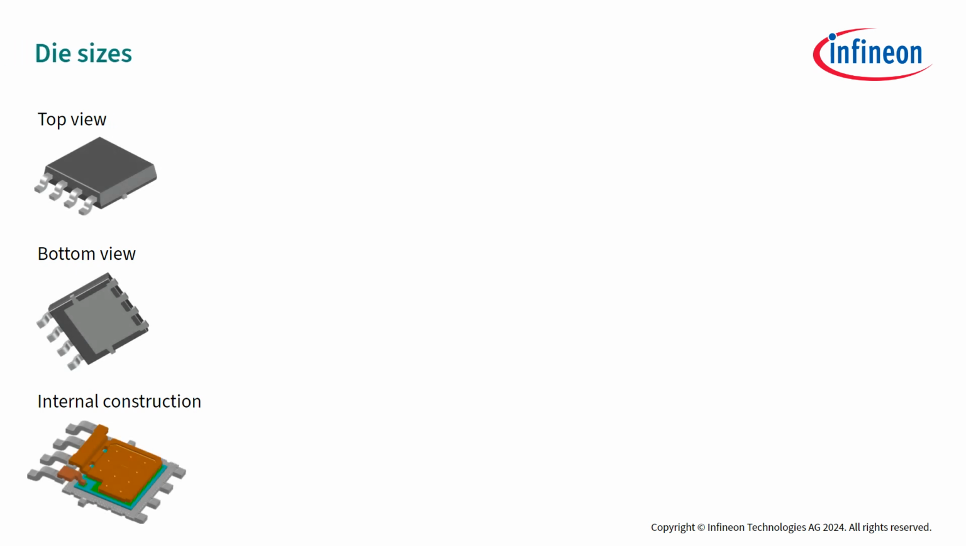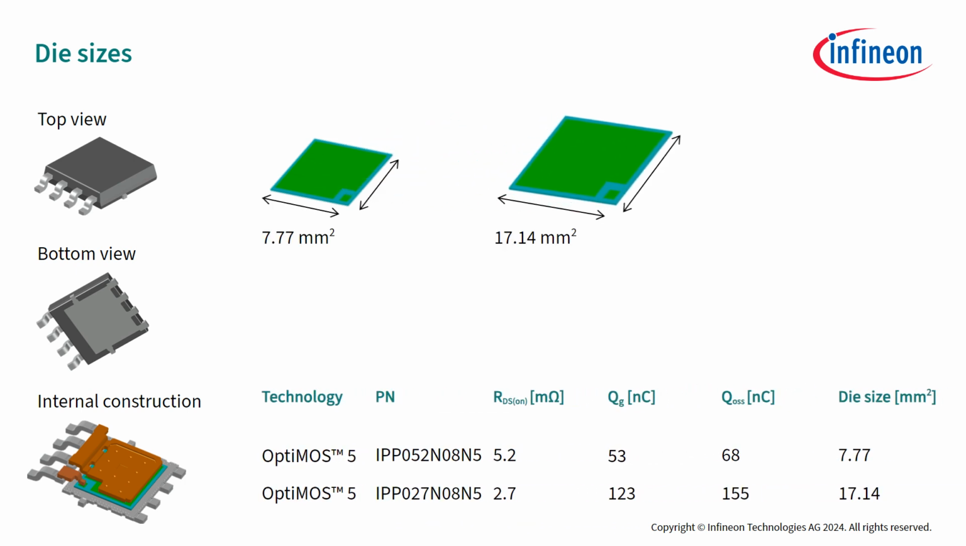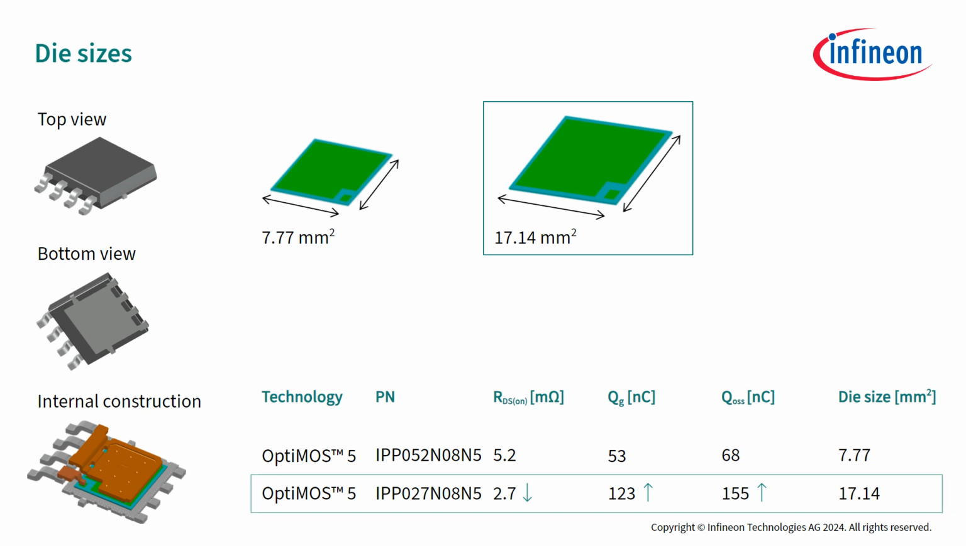Another thing to consider is the die size. The die is the piece of material, the silicon, that is inside the MOSFET. In this particular example, you can see two Optimos 5 MOSFETs. The one with the lower RDS(on) value of 2.7 milliohms has much higher QG and QoSS values than the Optimos 5 device with the higher RDS(on) value of 5.2 milliohms. However, you can see that the one with the lower RDS(on) has a bigger die size.